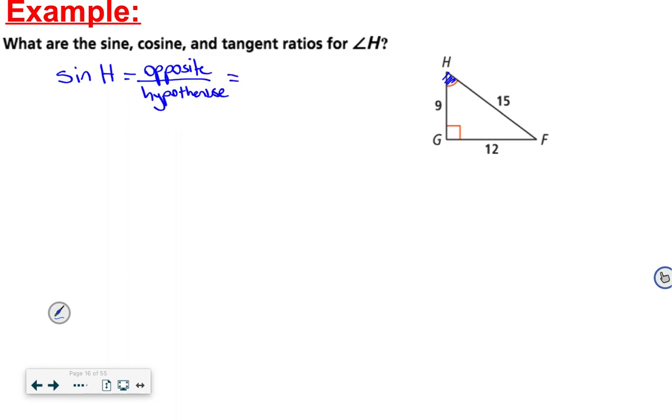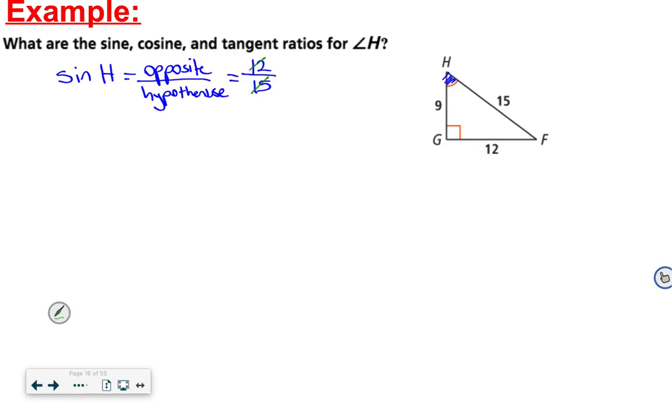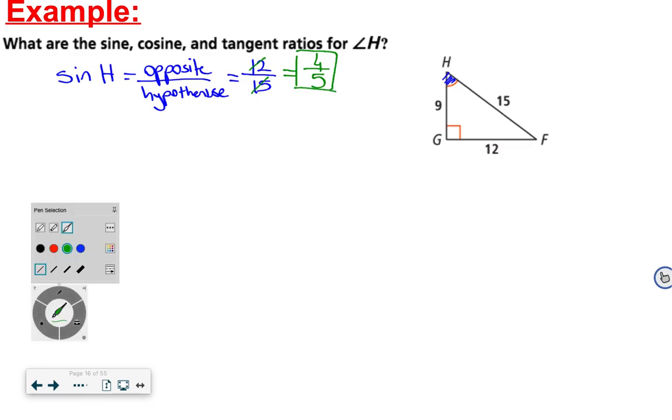What is the opposite side of angle H? It is 12 over, what is the hypotenuse? Which is 15. If you simplify this by 3, you can get that 4 over 5 is your answer. What about cosine H? Remember that the cosine function can be calculated as adjacent over hypotenuse.